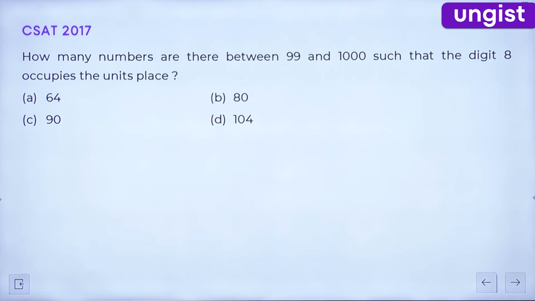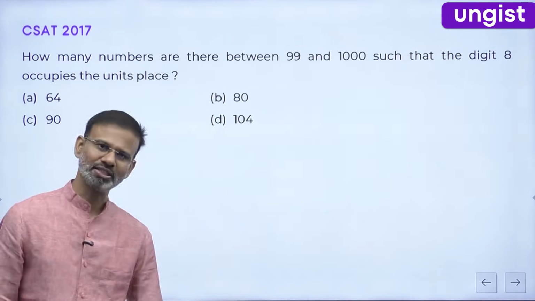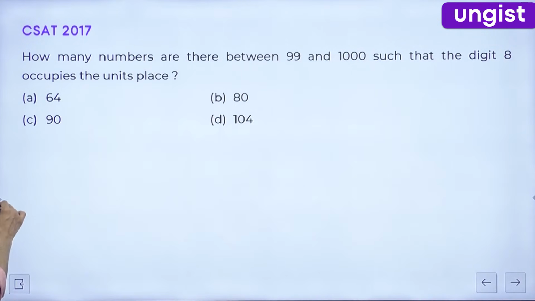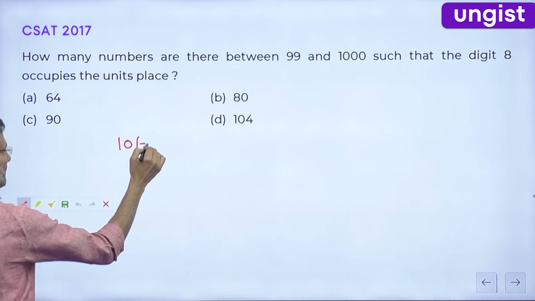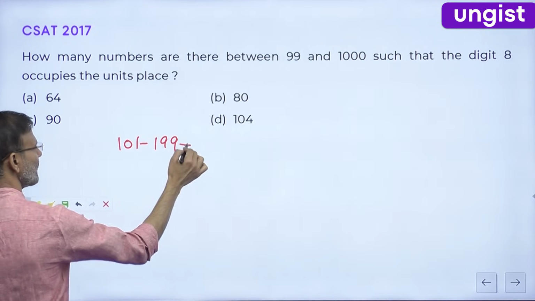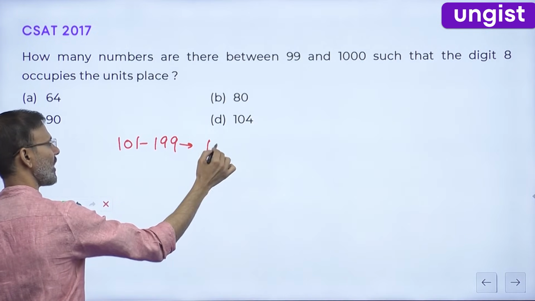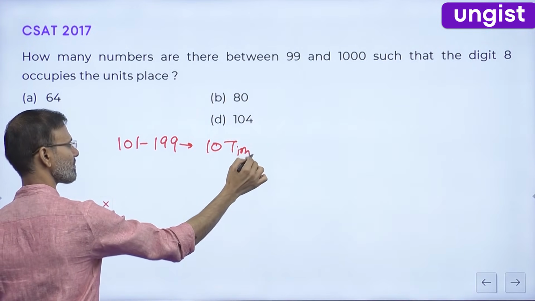Yes, online students? 90 is the correct answer, I suppose. Let me check once. I feel it is correct. Sounds good. Everyone, understand one thing: 101 to 199, 8 occupies the units place. How many times? 10 times.